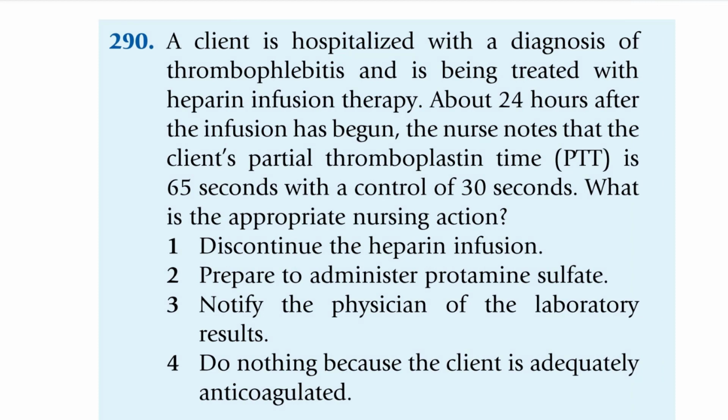290. A client is hospitalized with a diagnosis of thrombophlebitis and is being treated with heparin infusion therapy. About 24 hours after the infusion has begun, the nurse notes that the client's partial thromboplastin time, PTT, is 65 seconds with a control of 30 seconds. What is the appropriate nursing action? 1. Discontinue the heparin infusion. 2. Prepare to administer protamine sulfate. 3. Notify the physician of the laboratory results. 4. Do nothing because the client is adequately anticoagulated.